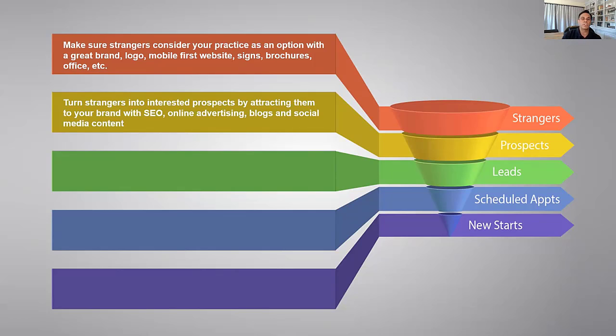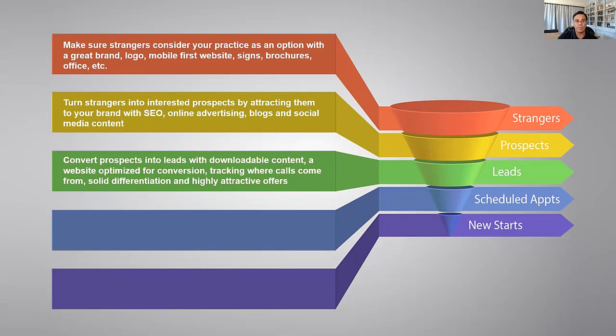And then we want to turn those people into interested prospects. Some things you can do with that are SEO, online advertising, and social media. This is when you're starting to tell your story and people are getting a little bit more interested in who you are. So that's just a few ways to do that. The next step, which is the most important one, is turning them into leads. We want to convert those people into actual contacts, into leads that we can do something with and nurture. And we can do that with downloadable content. Optimizing the site for conversion is extremely important. I'll talk a little bit about that.